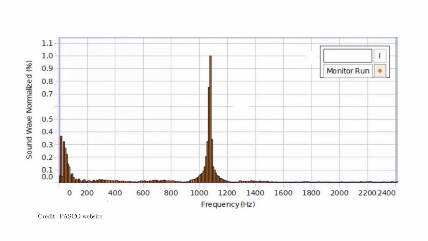Here is the type of graph that will appear on the monitor. This is actually a fast Fourier transform. What exactly a fast Fourier transform is and how it works is beyond the scope of this video, but basically it takes a normal graph, which is the sound wave normalized versus the time, and converts it into this type of graph, which is the sound wave normalized versus the frequency. It tells us the frequency that the sound is getting to this microphone.